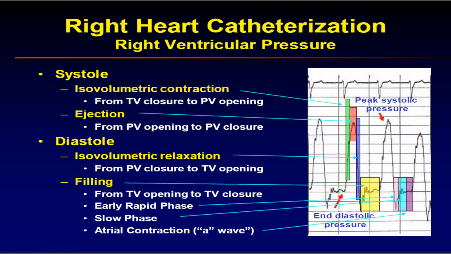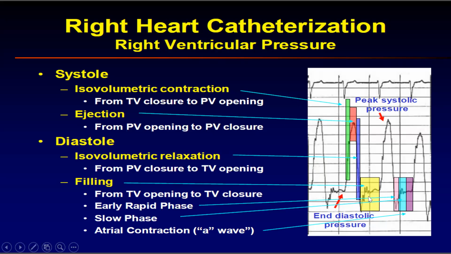So let's talk again about right heart catheterization. This shows you the right ventricular pressure. So you have the right ventricular systolic pressure here. Here is actually the right ventricular diastolic pressure. So going up is systolic and down here is diastolic pressure. I already told you the difference between isovolumetric contraction and ejection. So the early part of systole is isovolumetric contraction. The middle part of systole is the ejection. And then after that, the early part of diastole is isovolumetric relaxation.